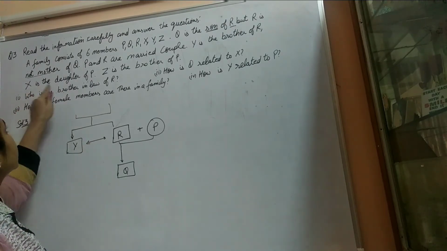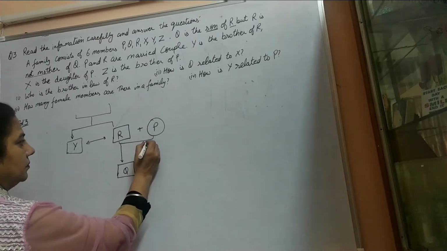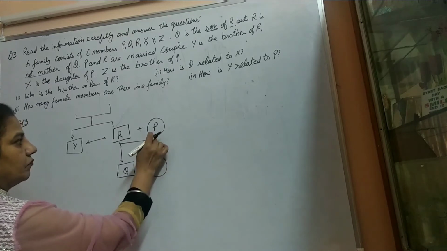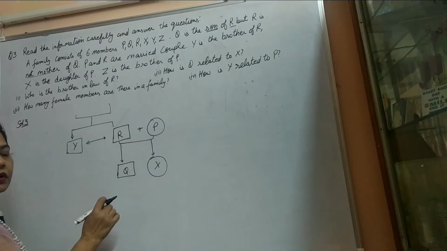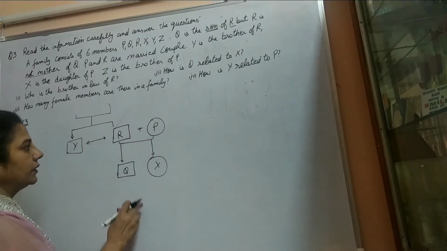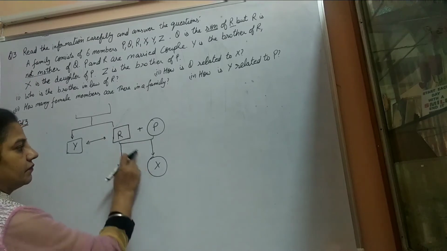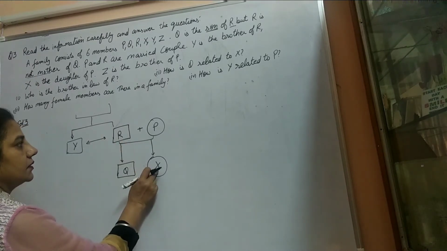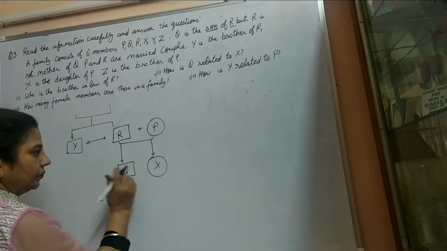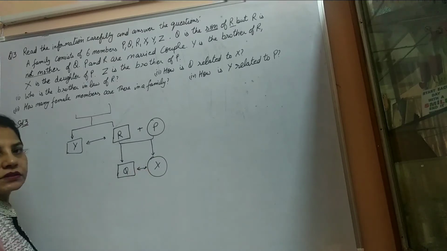Now, X is a daughter of P. That means X is a daughter. X is a daughter of P means X is a daughter of R also, because R and P are a married couple. So the relation between X and R is R is a father of X, and P is a mother of Q. And the relation of Q and X is they are brother and sister.